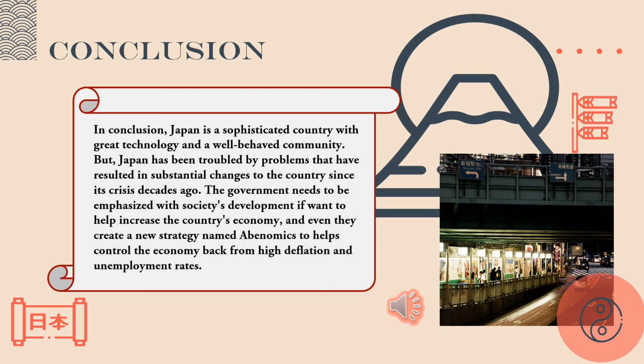And in terms of solving difficulties, the government controls the country's monetary and fiscal policies. Aside from that, one of the most important factors in ensuring economic stability and variety in Japan is to stabilize the sociological and economic environment. Since one of the country's major influences is society's lifestyles, the government needs to emphasize society's development if it wants to help increase the country's economy.